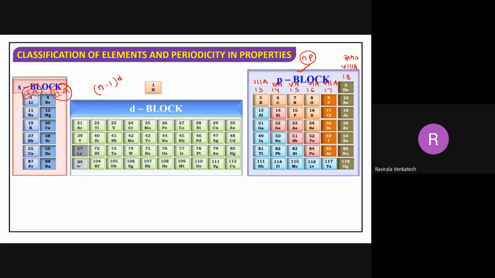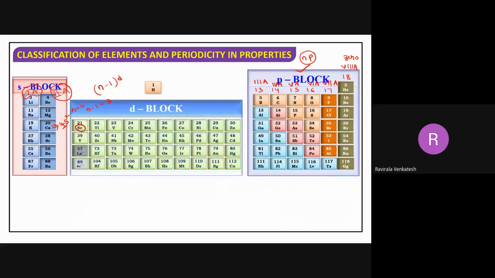Now, do you know calcium's outermost configuration? Anybody? 4s2. 4s2, sir. Very good. 4s2 configuration. Now, n is equal to what here? 4, right? n is equal to 4. Now, what is the value of n-1? 3, right? After calcium, the next element in the same period is called scandium.